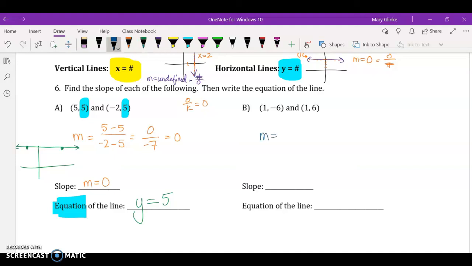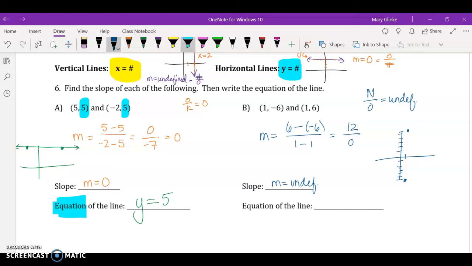Let's take a look at the next one here. y2 minus y1 over x2 minus x1. You get 12 over 0. This is a no-go. This is your undefined. So your slope here is undefined. Visually, 1 comma negative 6 would be down here, and 1 comma positive 6 would be up here. So what's happening is you have this vertical line going through each of these. Since it's a vertical line, it's going to be x equals, and you'll notice that these both have an x value of 1, so that is the equation of my line.